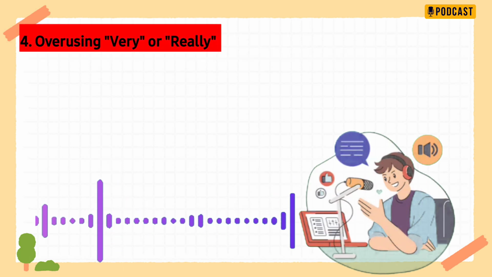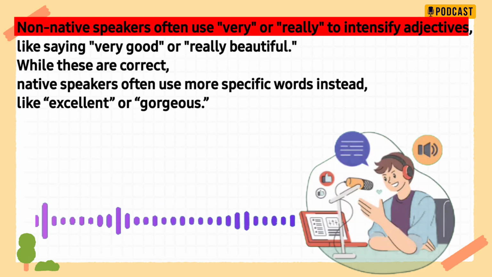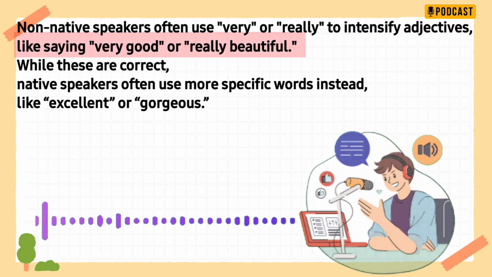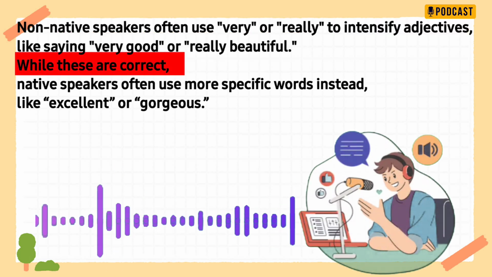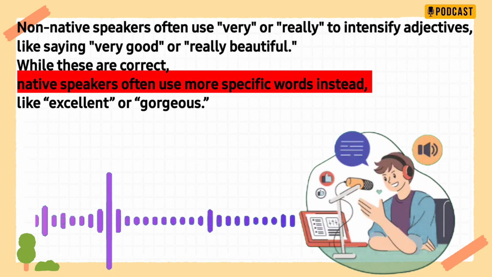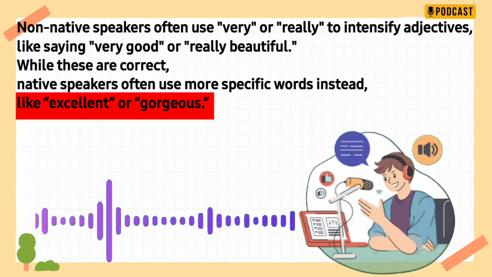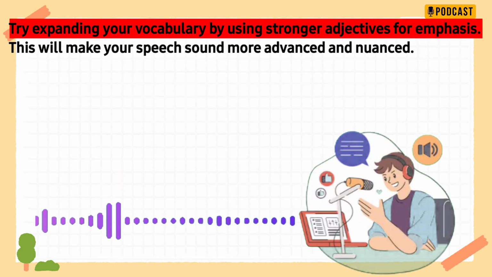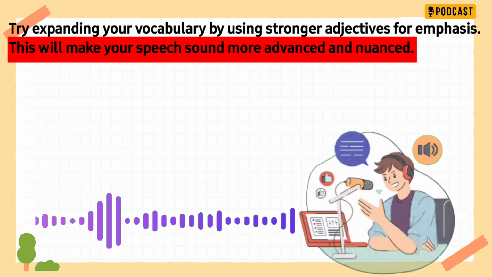4. Overusing very or really. Non-native speakers often use very or really to intensify adjectives, like saying very good or really beautiful. While these are correct, native speakers often use more specific words instead, like excellent or gorgeous. Try expanding your vocabulary by using stronger adjectives for emphasis. This will make your speech sound more advanced and nuanced.